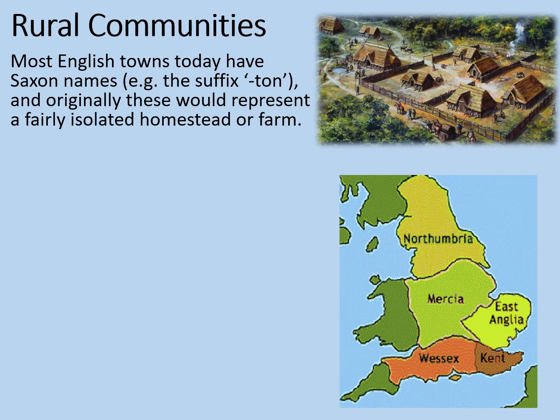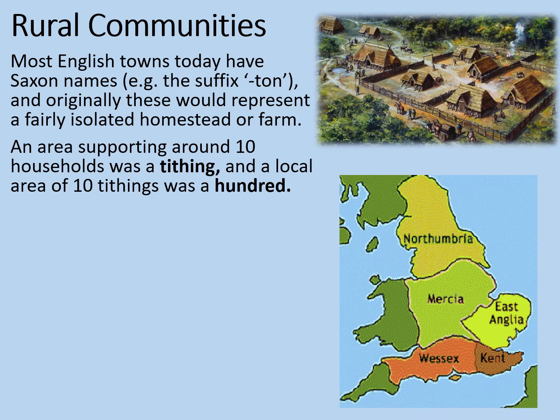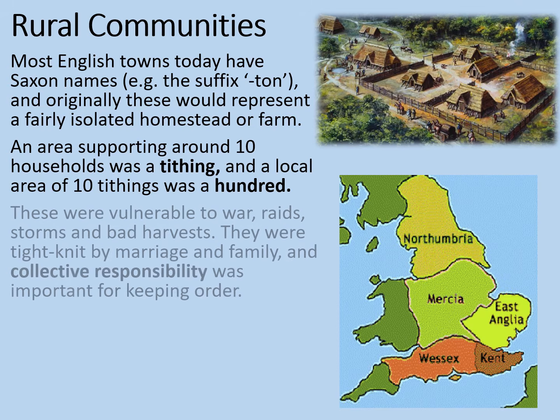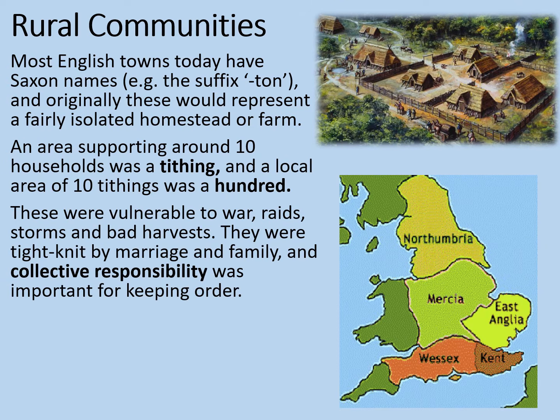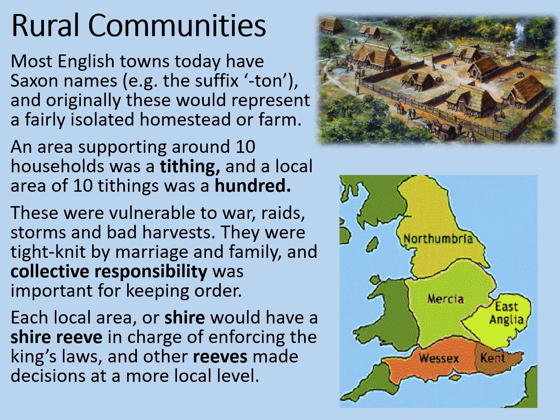Most English towns today have Saxon names, for example with the suffix tun, and these would represent a fairly isolated homestead or farm. An area supporting around 10 households was called a tithing, and a local area of 10 tithings was called a hundred. These were vulnerable to war, raids, storms and bad harvests. They were tight-knit by marriage and family, and collective responsibility was really important for keeping order. Each local area or shire would have a shire reeve in charge of enforcing the king's laws, and other reeves made decisions at a more local level.